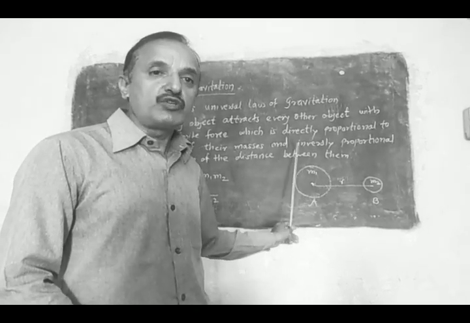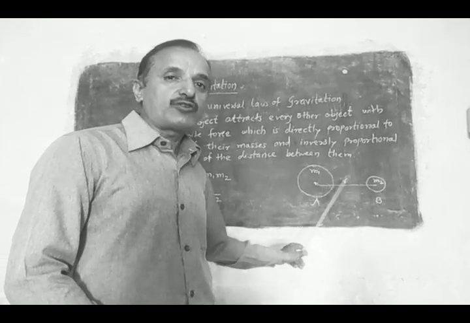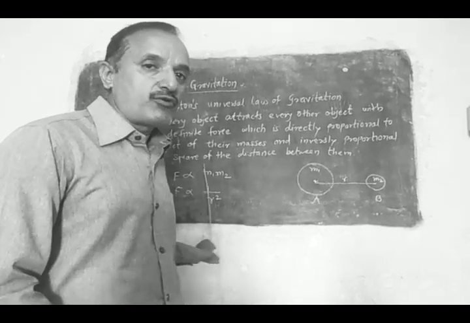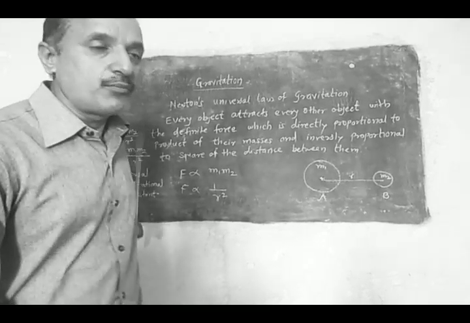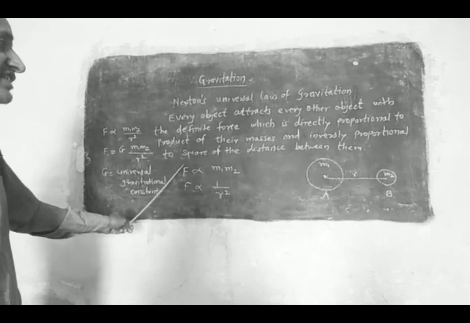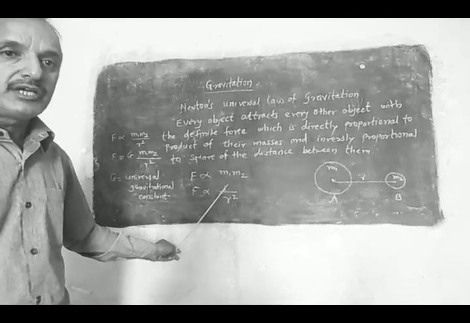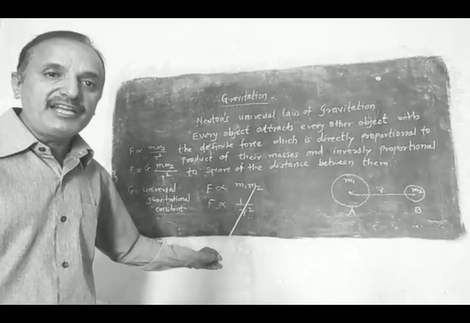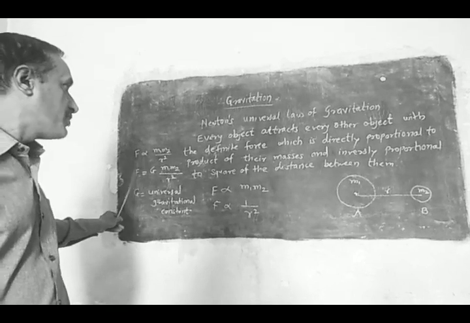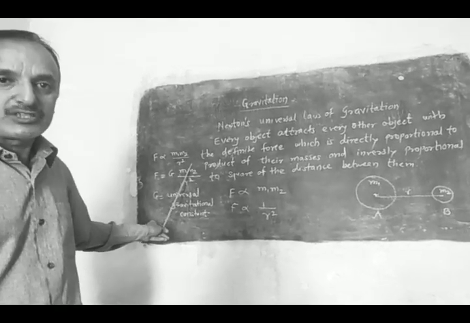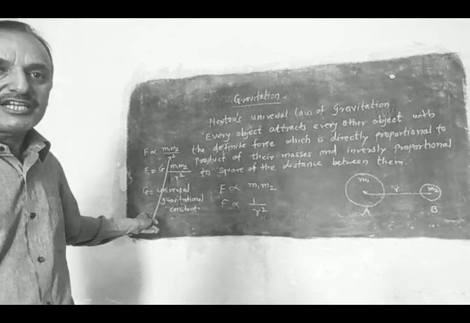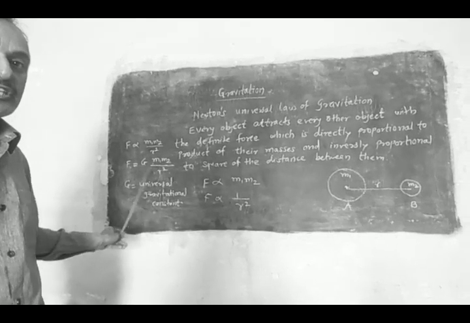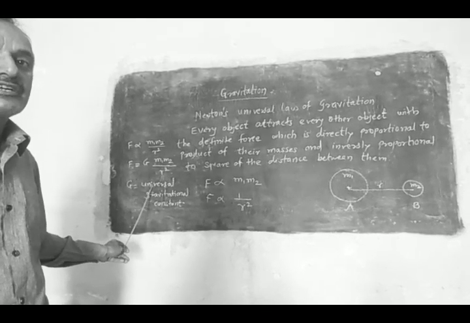According to Newton's universal law of gravitation, object A attracts object B and object B also attracts object A. This force of attraction is directly proportional to the product of masses, so F is directly proportional to m1 m2. F is inversely proportional to the square of the distance between them. On combining these two, we get F proportional to m1 m2 upon r square. Now we have to remove the proportional sign, so F equals G m1 m2 upon r square, where G is called the universal gravitational constant.